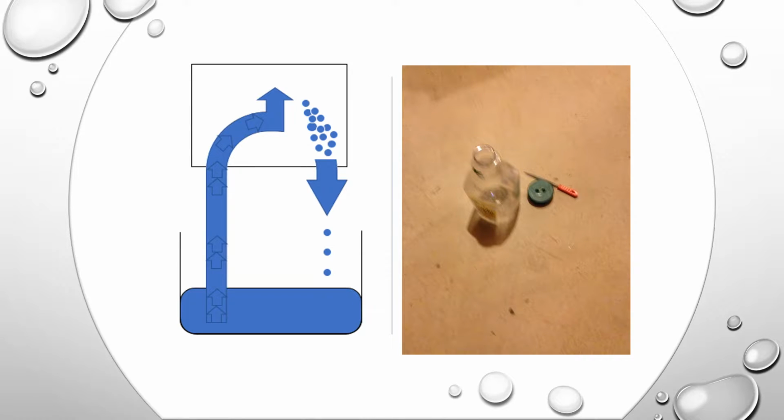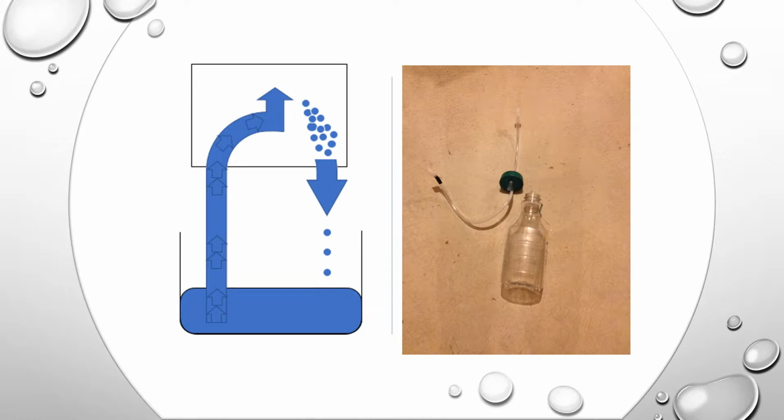To build such a device, we start with a beverage bottle. Then on the lid of the bottle, drill some holes, connect some tubing and check valves.